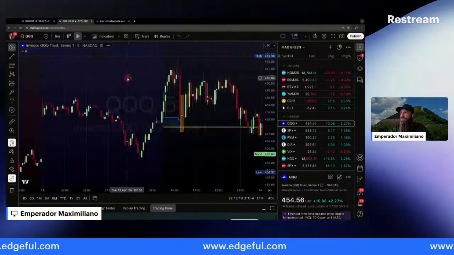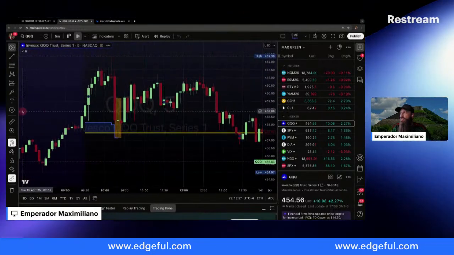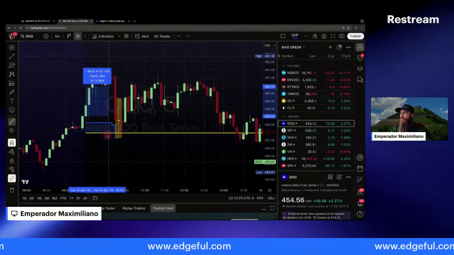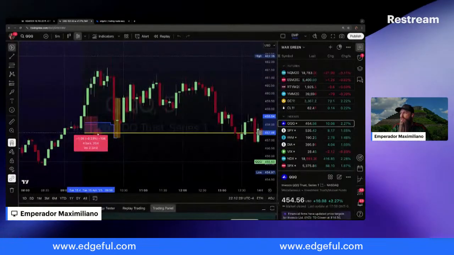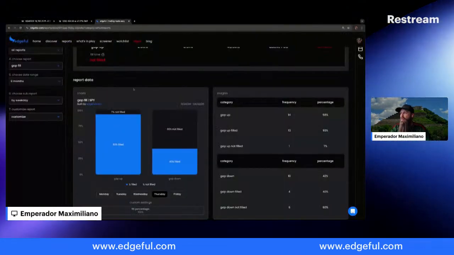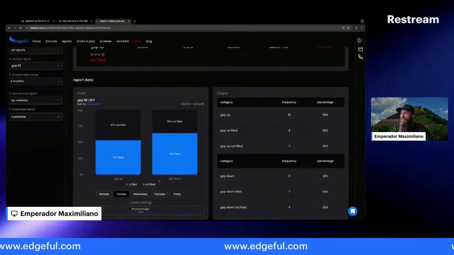This day was interesting too. Right here on QQQ. Look where you opened, right here. Your gap was very small. What day was this, Tuesday? Okay, so look, here's your gap fill. What does Tuesdays look like? This was the gap up.